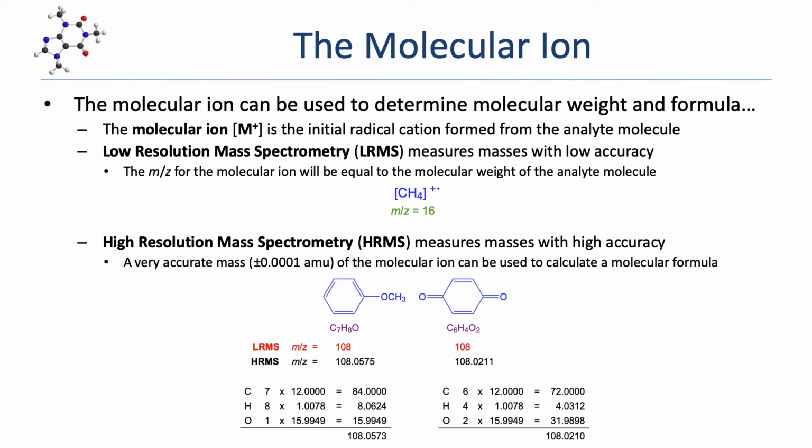When you perform the same breakdown on the second molecule, you can see that because it is comprised of different numbers of different elements, the total sum is slightly different, coming in at 108.0210. And that means that if you do the math, or you have a computer program do the math for you, you can actually determine a formula from a mass that is measured accurately enough. And when you're trying to determine the structure of a molecule, knowing its actual formula is way more powerful than simply knowing its formula weight.